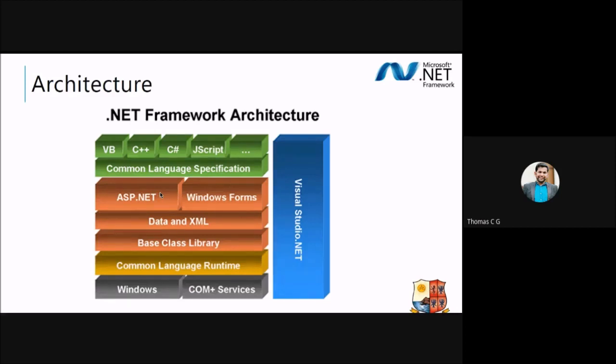You can develop... What we are going to do is ASP.NET. The remaining you can ignore right now. We are going to focus on ASP.NET. You'll be developing ASP.NET using C# in this subject. And after that you have the base class library. All these are part of whatever technology you choose.